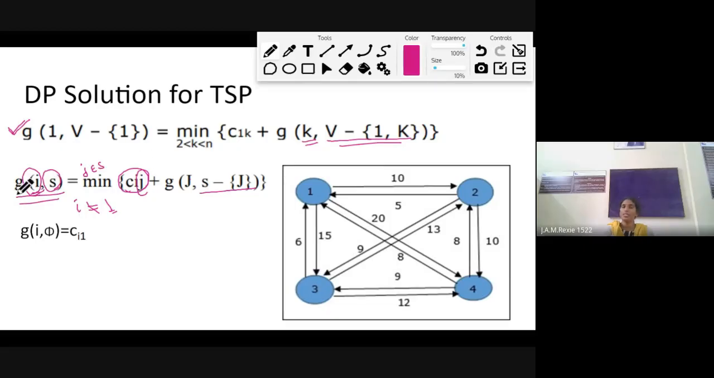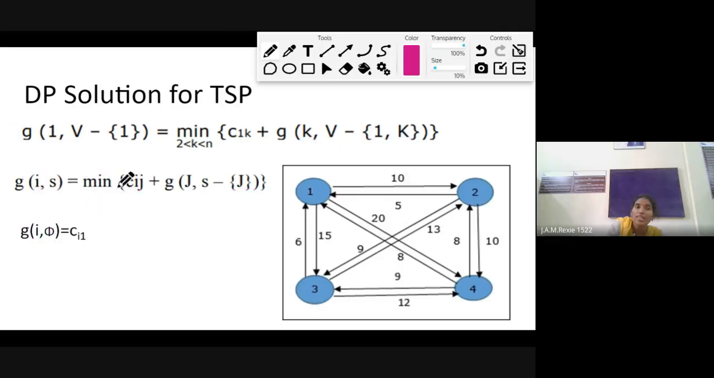And that cost will be assigned for G of I comma S. And for calculating this, if I'm going through this recursion, for G of I comma S, I have to calculate G of J comma S minus J. Then for that again, it will be getting into a recursion. So finally, when the set is becoming null, what does it mean is, from the vertex I, what is the cost of reaching directly to 1 without having any intermediate vertex?